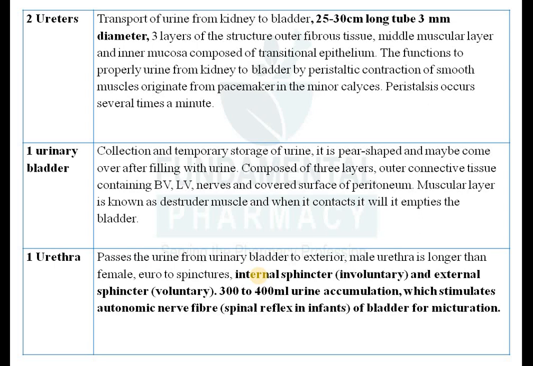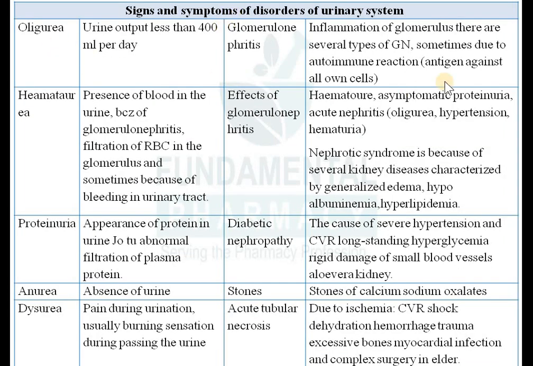So whatever external sphincter is there of the urethra, that is under voluntary control, so you can control the urine, you can hold the urine, but the internal sphincter is not in your control. So there are some signs and symptoms related to your kidney and diseases related to the kidney.